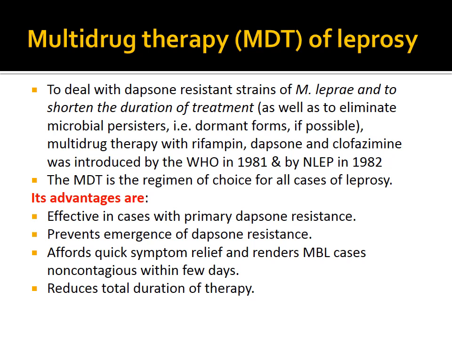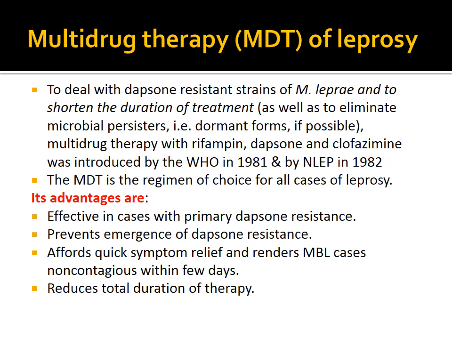So we are giving these 3 drugs: Rifampin, Dapsone and Clofazimine. And now MDT is the regimen of choice for all cases of leprosy. So for every patient of leprosy, we have to give multi-drug therapy and not a single drug. What are the advantages? There are 4 advantages, as you can see. First, it is effective in cases with primary Dapsone resistance. So even if the patient has primary Dapsone resistance, we can start multi-drug therapy and it is effective. Second, it prevents the emergence of Dapsone resistance.